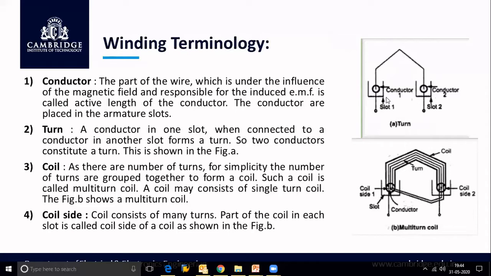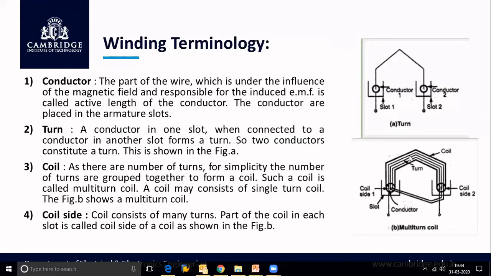Next, coil. As there are a number of turns present in a slot, you can see in figure B. Here, this represents a coil side. A coil side is present in one slot, and in this coil side there will be a number of conductors present. The conductors present in one coil side are connected to the conductors present in another coil side. This total setup is known as a coil.